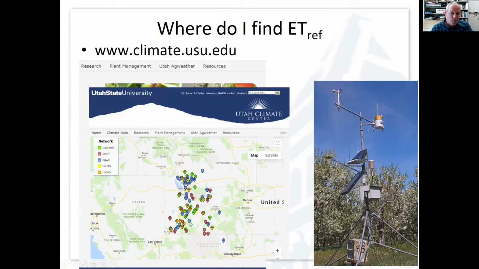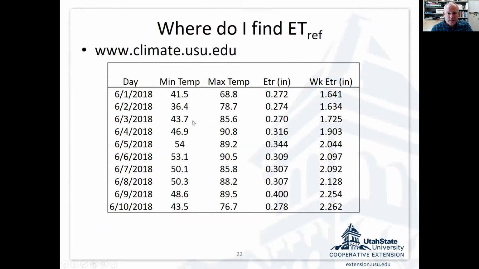And you can zoom in and click on each one of those and download data. And this is an example of the type of data that you can access here. So I just pulled up a week or 10 days from last June, and it shows the minimum temperature in Fahrenheit, the maximum temperature, and then this is the reference ET in inches of water per day.